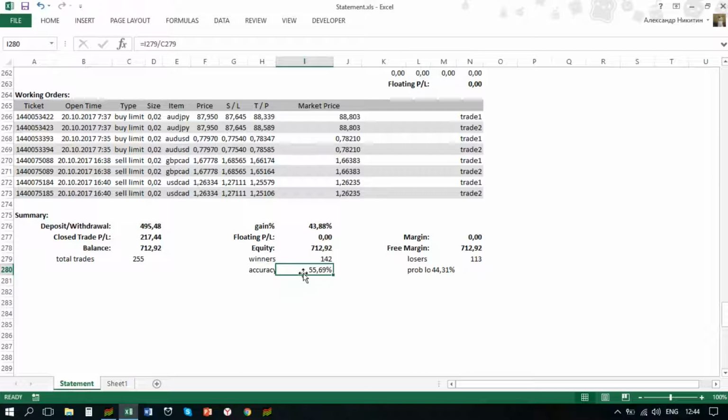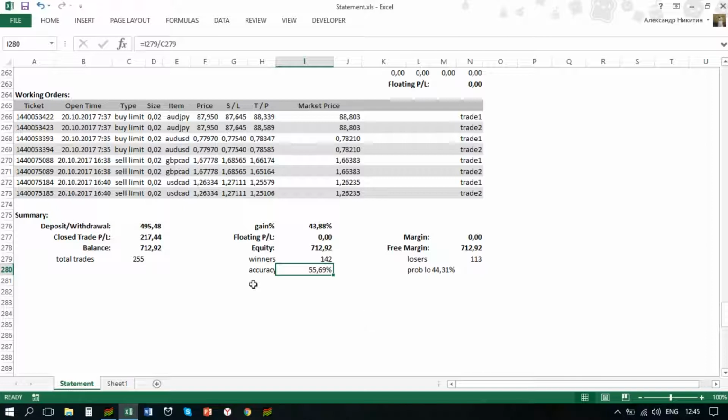So if I have 55.69, then it stays within the statistical error. I don't make any mistakes, and that's okay. It is 2.4% less than my backtesting says. So it is a slight deviation, slightly worse than I had on my backtesting.